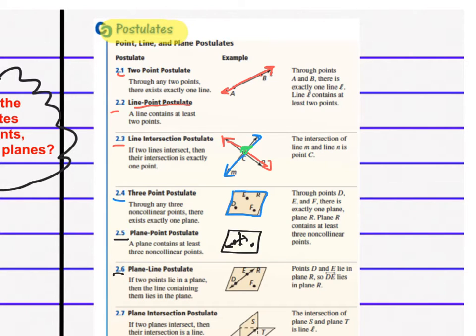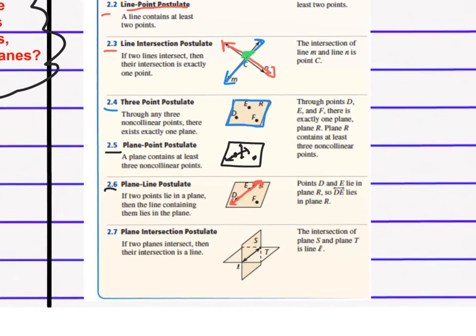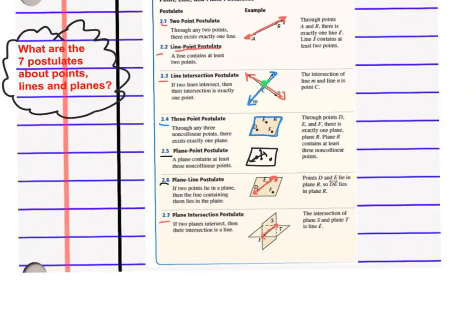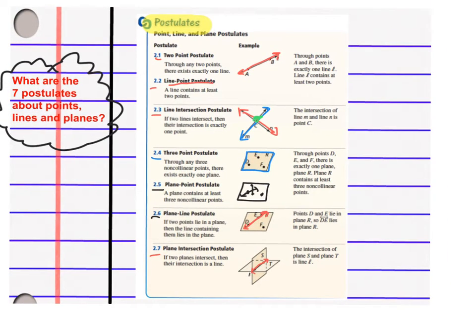If 2 points lie in a plane, then the line containing them is also in the plane. So in this example, D and E are on the same plane, so line R is on the plane as well. Okay, and the last one, 2-7, plane intersection postulate. If you have 2 planes, they intersect and form a line on their intersection. Okay, so if you need to pause the video or zoom in or go back, here are your 7 postulates.